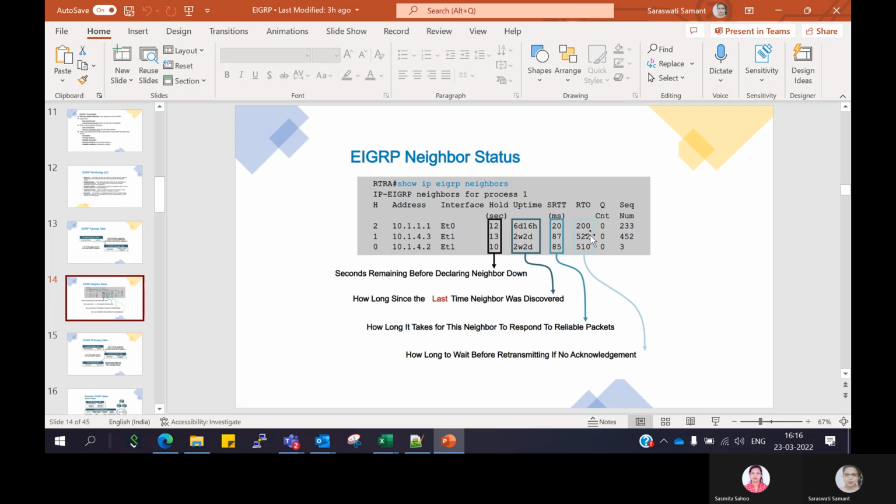in milliseconds. RTO: how long it takes for the neighbor to respond to a reliable packet. And this one: how long to wait before retransmitting if no acknowledgement. Sorry, this is how long it takes for the neighbor to respond to the reliable packet. And this, how long since the last time neighbor was discovered. So it's been up since 6 days. The response time for this particular neighbor, how long it will wait before retransmitting if no acknowledgement. If there is no acknowledgement from the neighbor, how long it will wait.